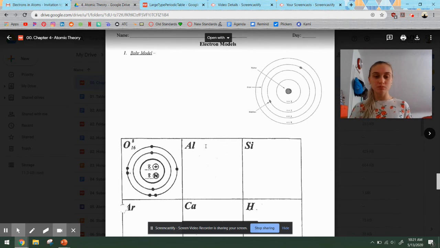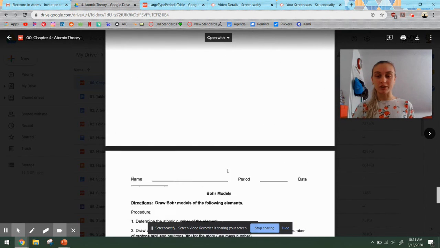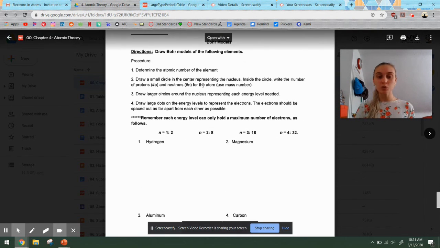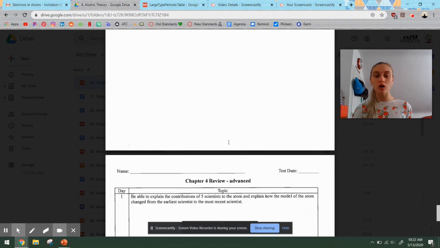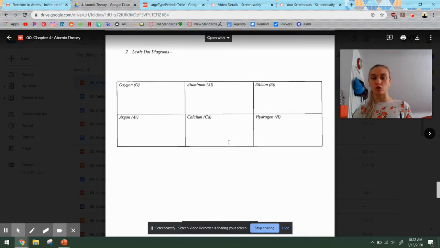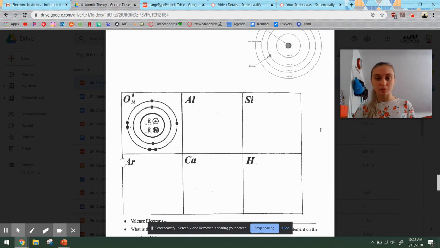So do these blocks for your Bohr models right here. Skip this page entirely, and then do this practice page right here, okay? So this one right here, and it tells you how many you can put in each. It has the amount of electrons that can fit in each orbital, which is helpful. So just do all of these for your practice. So this page, and then if we scroll back up here, this block right here. And that will be called something like picture of Bohr practice or something like that, okay?